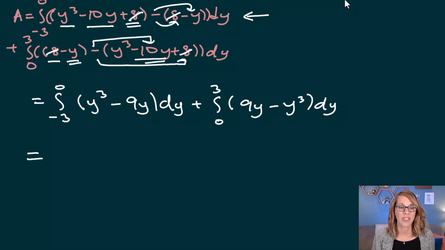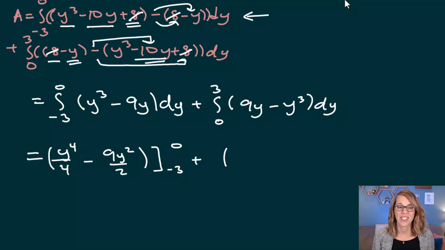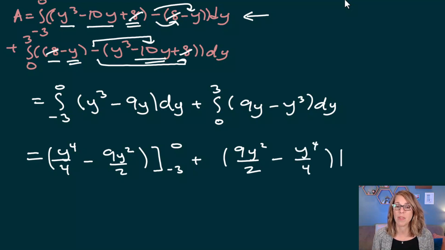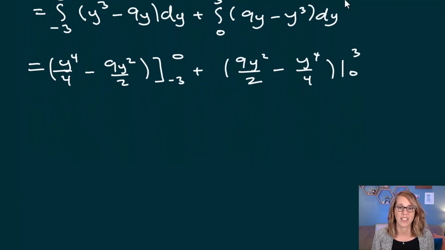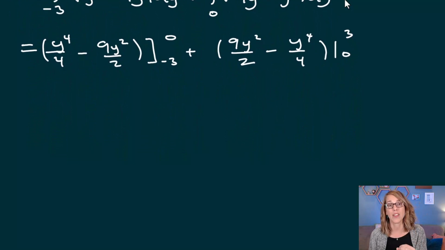So let's go ahead and start integrating this first one. I get y to the 4th divided by 4 minus 9y squared divided by that new power 2. And this is going to be evaluated from -3 to 0, plus, very similar in the second one, I get 9y squared divided by 2 minus y to the 4th divided by 4, and that's going to be evaluated from 0 to 3.